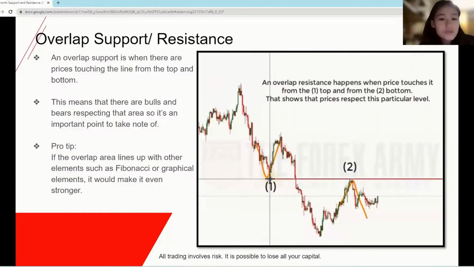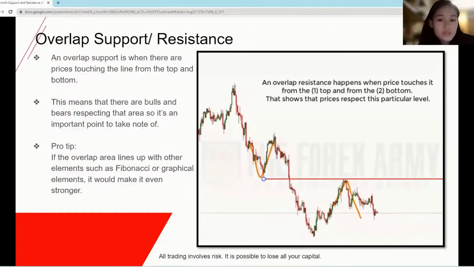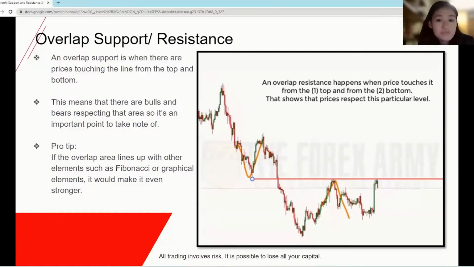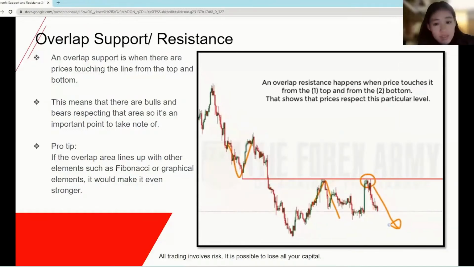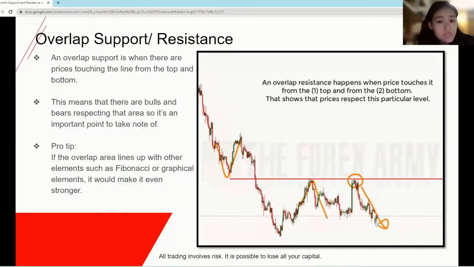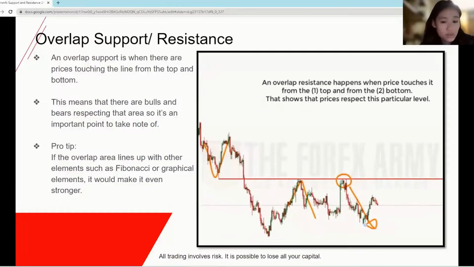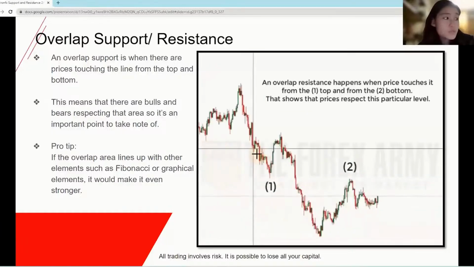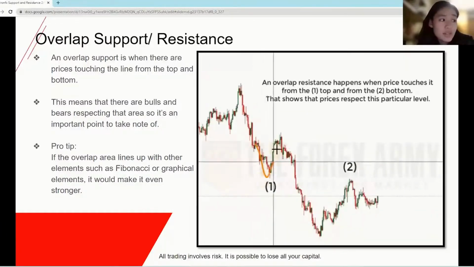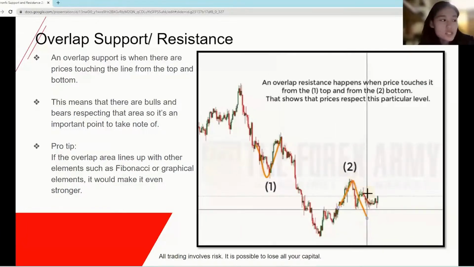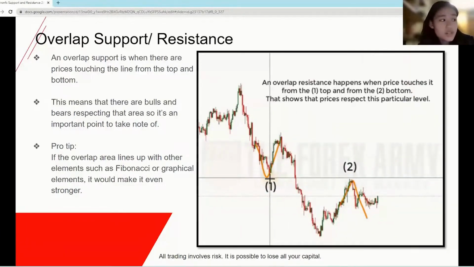Okay, so an overlap resistance occurs when price reacts off a particular level from the top and from the bottom. So the more times that it reacts off this area, the stronger the overlap area. So this means that there are more bulls and bears respecting that area. So it's an important area to take note of. So pro tip, if the overlap area lines up with other elements, such as Fibonacci or other graphical elements, then it makes it even stronger.